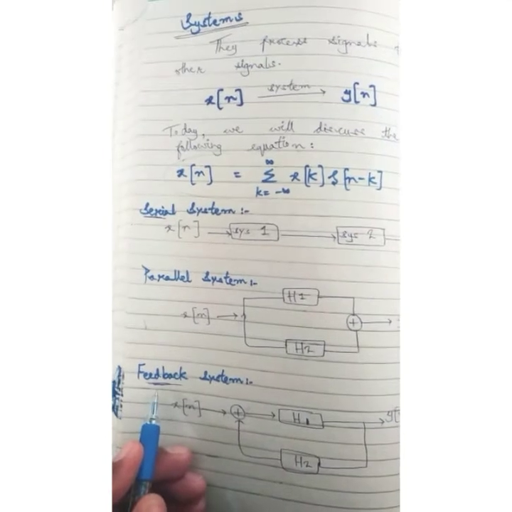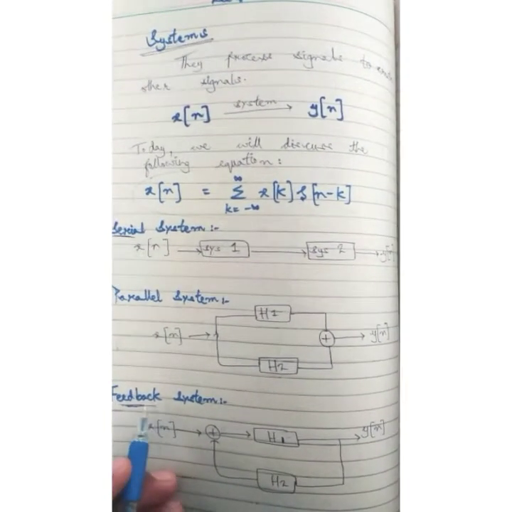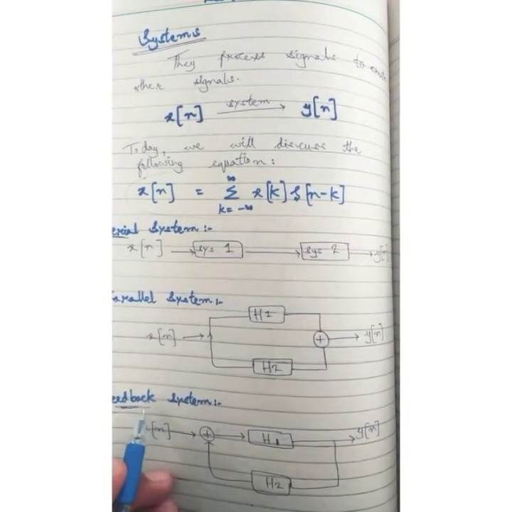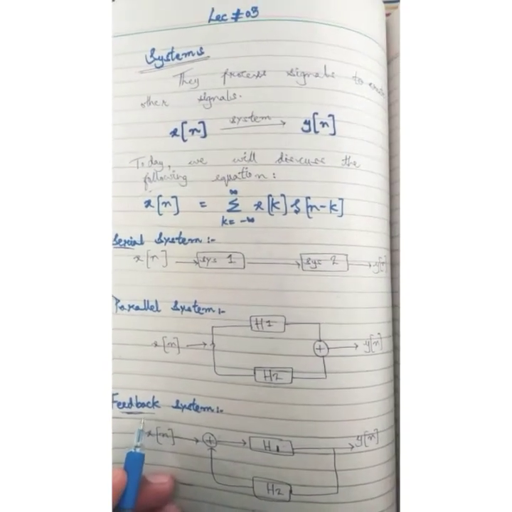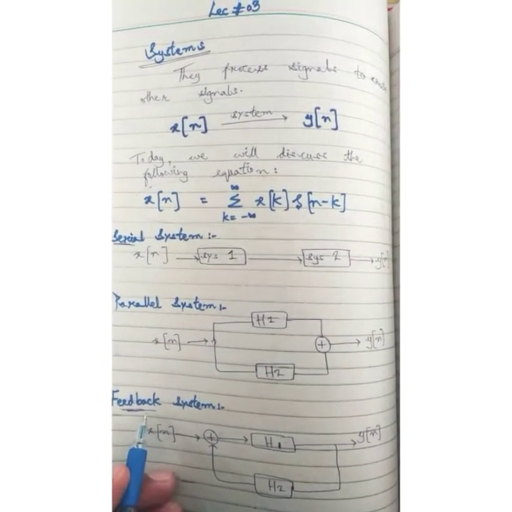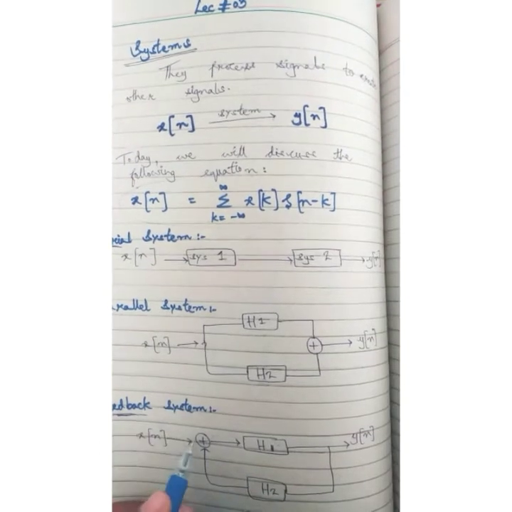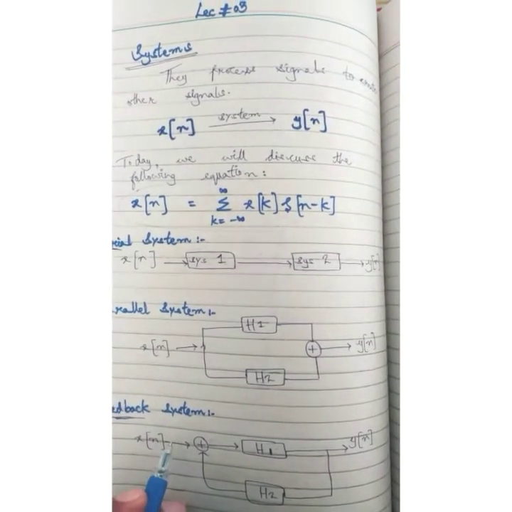Now coming on to the third type, that is the feedback system. First of all, feedback का definition मैं आपको बताता हूँ. Feedback system is the one in which the part of output is fed back into the input to enhance the output.